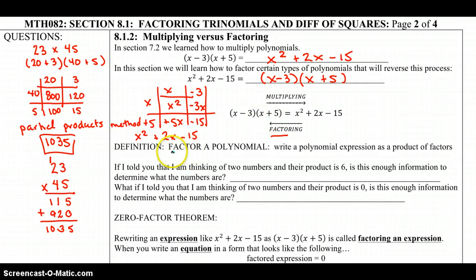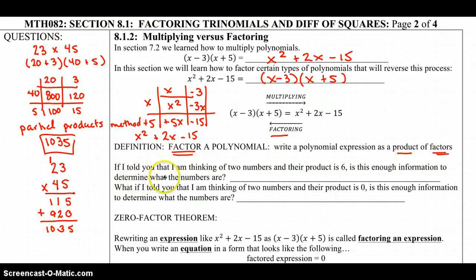To factor a polynomial, this is another important verb in mathematics. We've looked at simplify, evaluate, solve, and now factor. Four very, very important verbs in mathematics. To factor is to write a polynomial expression as a product of these factors.